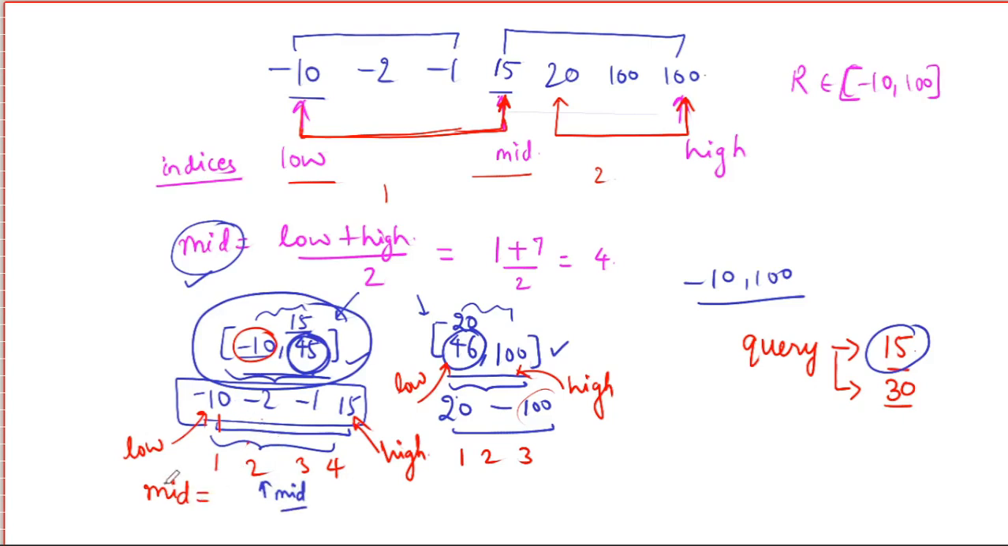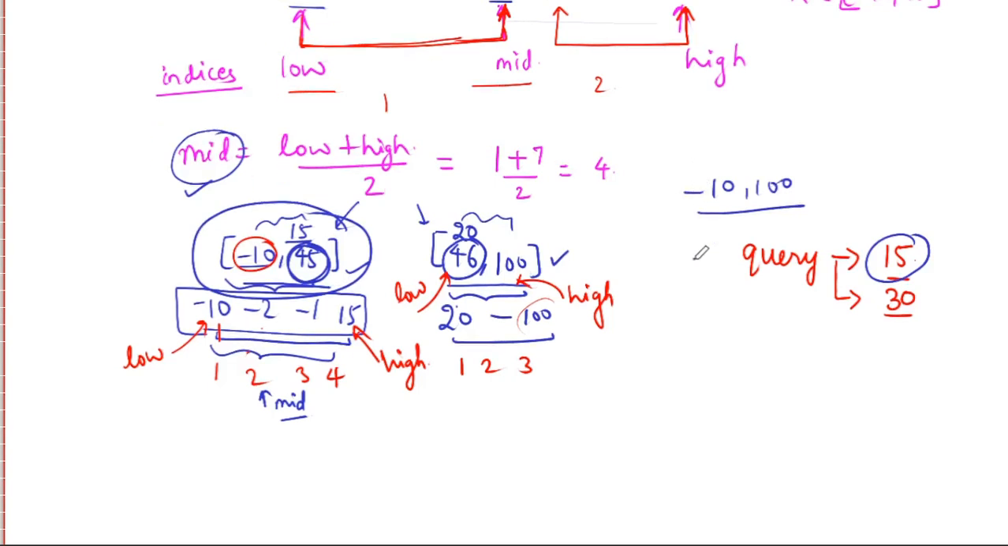So taking the first two elements in the first half, this half will have minus 10 to minus 2. So the range of this is from minus 10 to minus 2. And then the range will be from minus 1 to 15 in the second half.